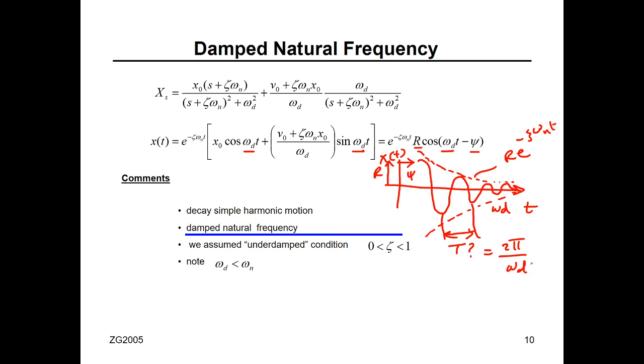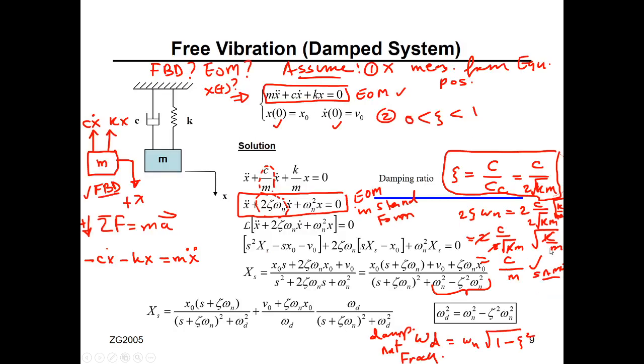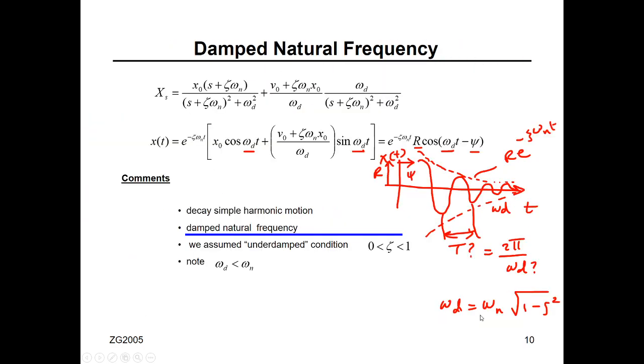Do we know what's omega d? Yes, we defined it from before. What is omega d? We must memorize it. This is the natural frequency times square root of 1 minus zeta square. How did we come up with this definition? From here. This is the definition that we come up with. And we call it what? Damped natural frequency.